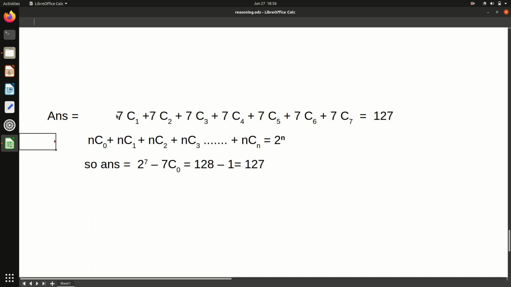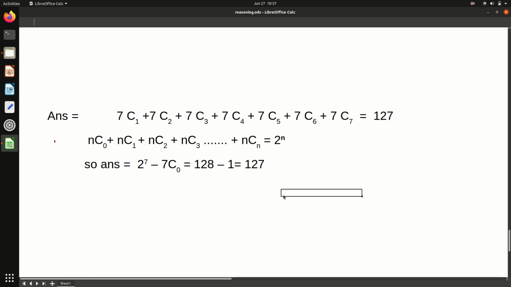In this case n is 7. So 7C0 plus 7C1 up to 7C7 is equal to 2 to the power 7, which is 128. This is 128 if we calculate from NC0. But in the answer, we are calculating from NC1, so we just have to subtract NC0. See, 7C0 plus 7C1 up to 7C7 is 128, but we are excluding 7C0. So 2 to the power 7 minus 7C0, and 7C0 is 1. It means 2 to the power 7 minus 1. So 128 minus 1 is 127.